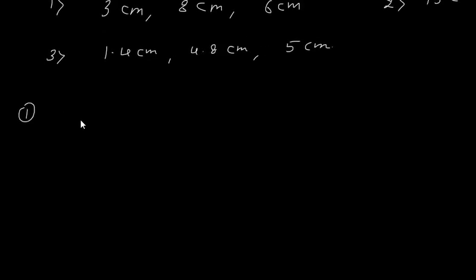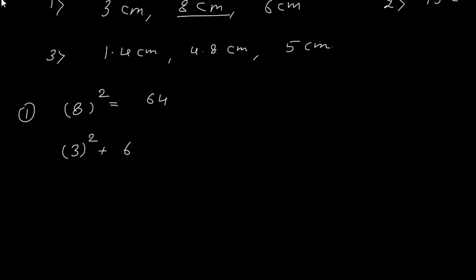Now 3 centimeter, 8 centimeter and 6 centimeter. What is the longest side? It is 8 centimeter. So what I will do? I will first find the square of 8. Square of 8 is 64. Then we will find the sum of squares of the smaller sides. So 3 square plus 6 square.